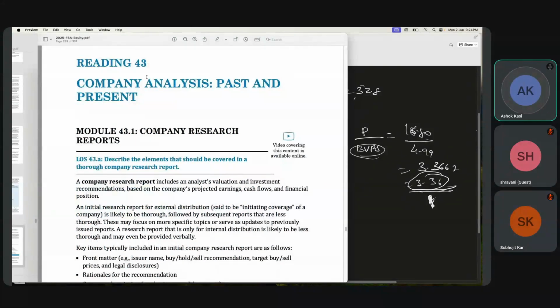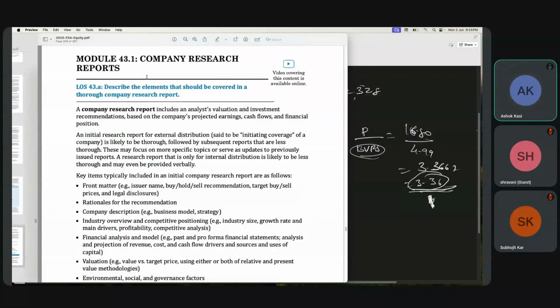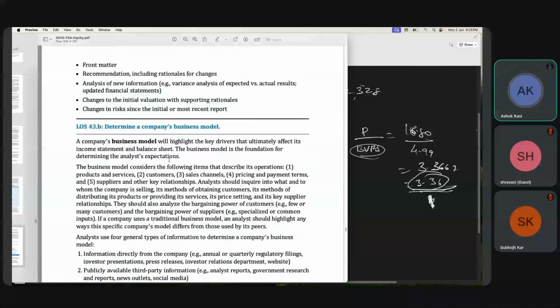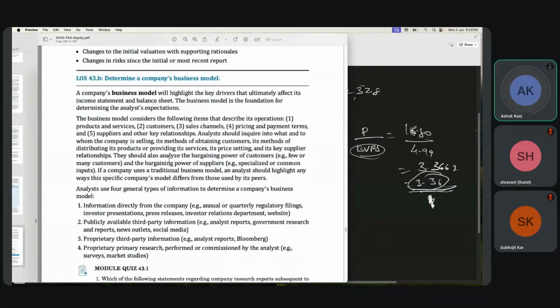Now reading 43, company analysis, past and present. These are all very easy and self-reading. I'm just skipping this part, but when you read, it will be very easy to understand. You should read this. These are all good ones; you will get some good information. Business model also, you should read this part. It's a good one again, but self-reading.